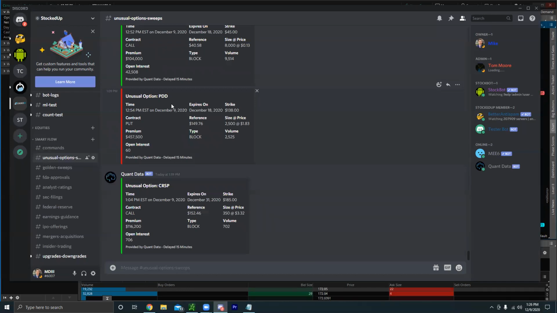So if we look at the one with PDD, we can see that there was about $500,000 put into the 138 strike put options that expire on December 18th. That's a lot of money. And the expiration is pretty close. So let's take a look at PDD.